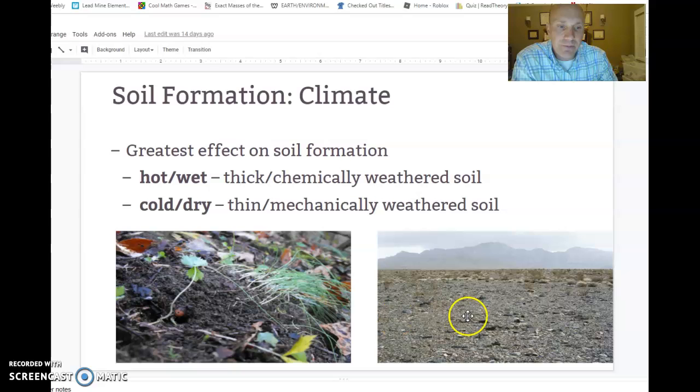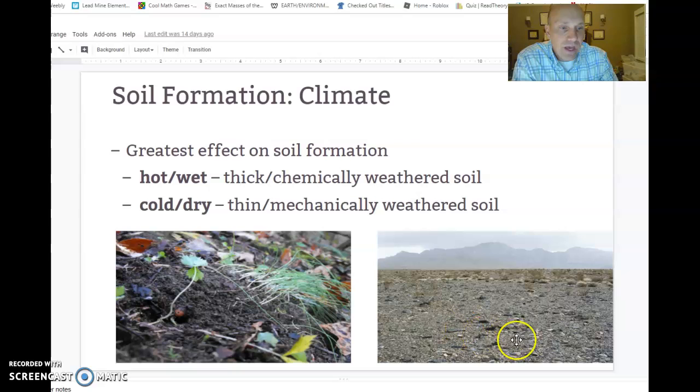You're going to see a big difference between soils that form in warm areas versus cold areas. One thing about warm, especially warm and wet areas, is that they tend to get a very thick soil because they're predominantly chemically weathered. Remember, whenever the weather is warm, the chemical process that breaks down the rock fragments happens a lot faster, and that's going to create a lot thicker soil.